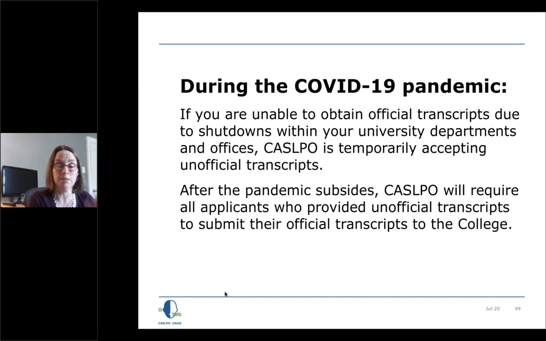So we're just making this information clear because during the pandemic, we are making some adjustments to our process. And I'm not sure what stage McMaster is at with their applications or their transcripts. But if you are unable to obtain official transcripts due to shutdowns within the university, temporarily, we are accepting unofficial transcripts if your university is not able to send official transcripts at this time. And then the condition is that after the pandemic has subsided, we will require that all applicants who provided unofficial transcripts must submit official transcripts.